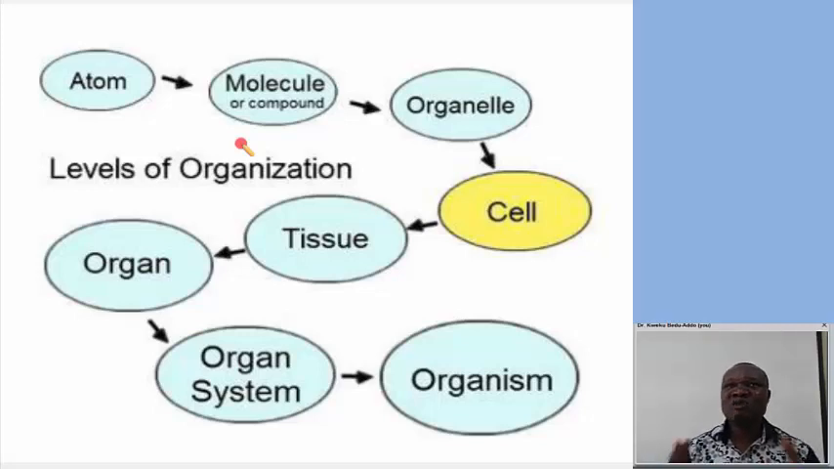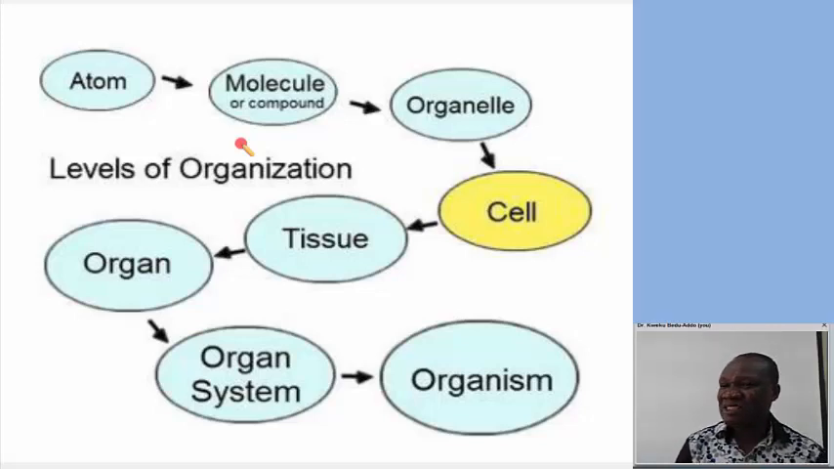Now, tissues will come together to perform a function. So if tissues come together to perform a function, that would be the next level of organization, which is the organ level. Now, the organ, as I've said, is made up of tissues performing a particular function. So if you take the heart, the kidney, the lungs, these are all organs, and they are made up of different tissues coming together to perform a function.